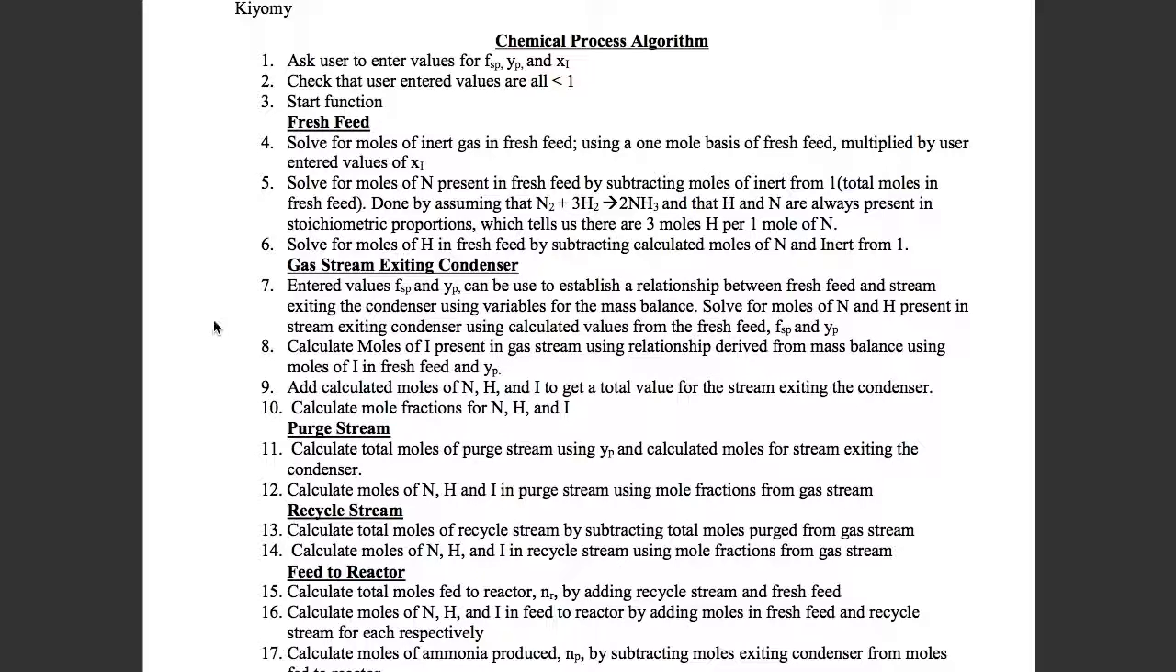We're going to calculate the moles of the inert present in the gas stream using a relationship derived from the mass balance using moles of inert in fresh feed and YP. We're going to add calculated moles of nitrogen, hydrogen, and inert to get the total value of the stream exiting the condenser. We're then going to calculate the mole fractions of nitrogen, hydrogen, and inert.